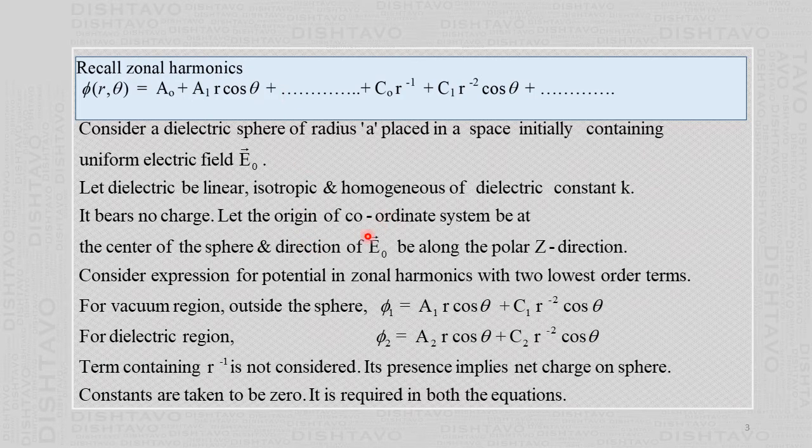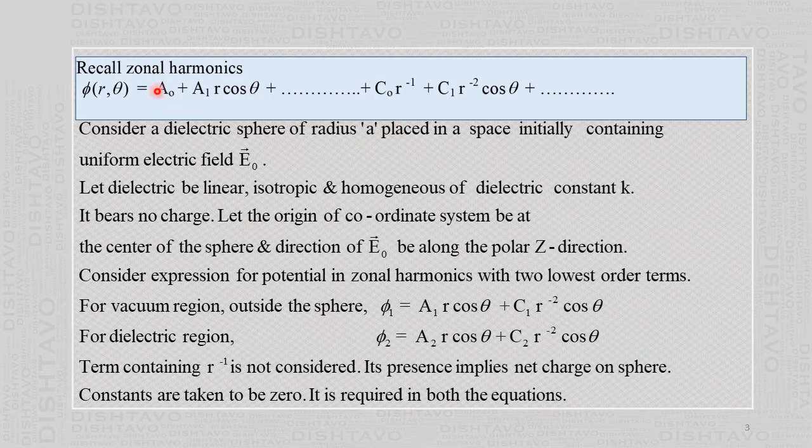Then we will see first why we have neglected this C0 r raised to minus 1. Because r raised to minus 1 means 1 by r. It is not considered because the potential is inversely proportional to r for a point charge. But on the sphere we have taken for granted that there are no charges. So that's why this term is 0, that means C0 is 0, so this term is not there.